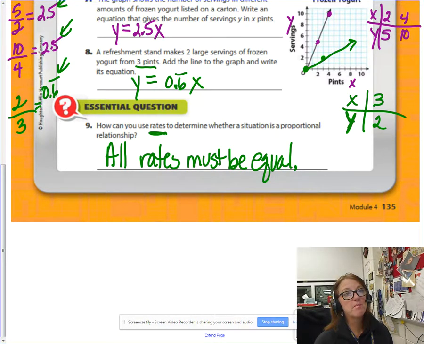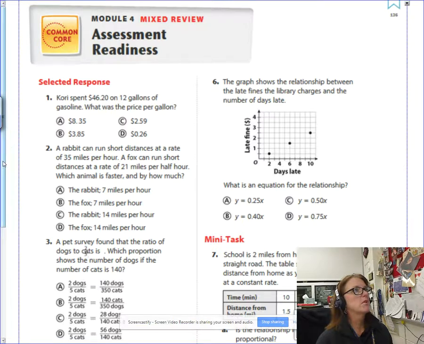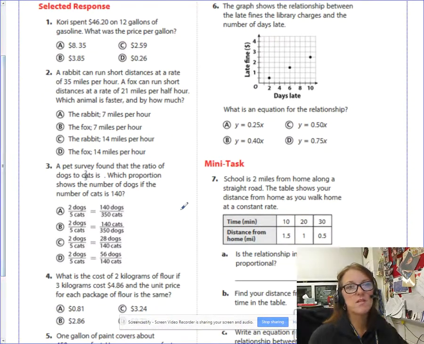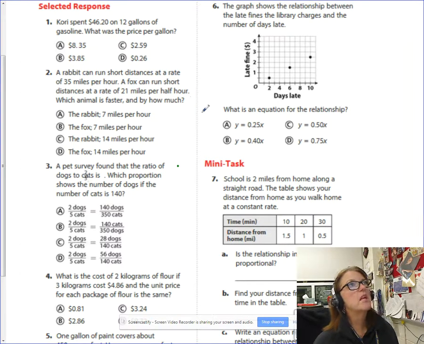All right. Now flip to page 135. Similar questions. Some of these are multiple choice. I want to practice some good test taking skills on eliminating answers that don't make sense. The choices here. All right.